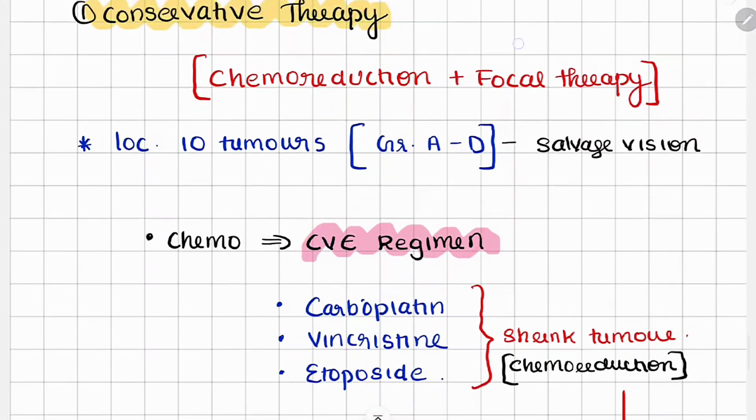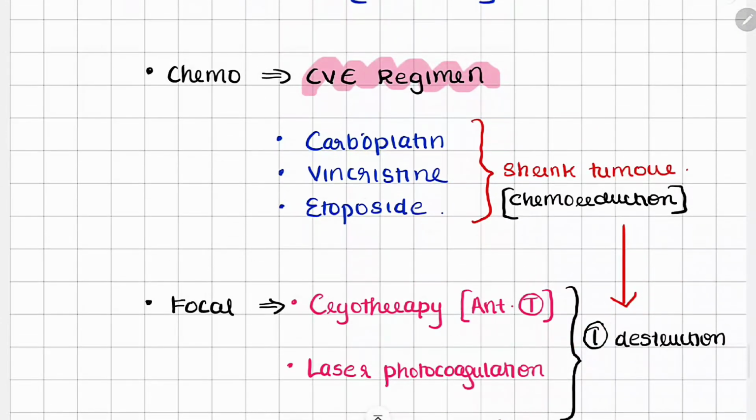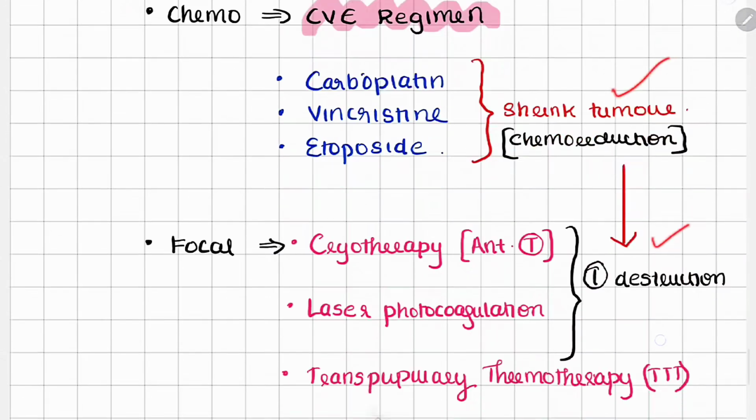Now what is the next step? Focal therapy. So focal therapy can be given by cryotherapy, laser photocoagulation, or transpupillary thermotherapy. So it can be thermal, it can be laser, and it can be cryo. So this will cause the tumor destruction. So first we have to shrink the tumor, then we have to destroy the tumor.